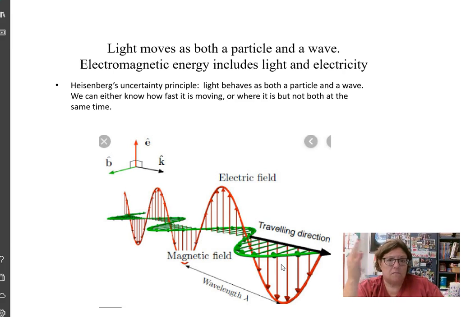Heisenberg had the uncertainty principle. Light behaves as both a wave and a particle. We can either know how fast it's moving or where it is, but not at the same time.